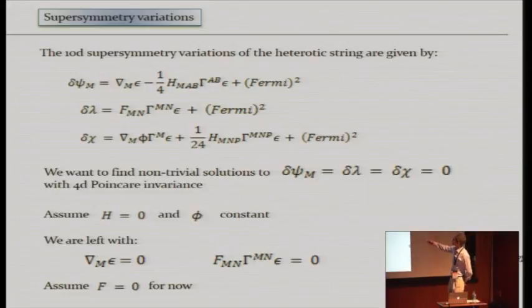Yeah, so epsilon here is a 10-dimensional Majorana-Weyl spinor, which parameterizes the 10-dimensional N=1 supersymmetry transformation. And of course, these are the transformations for the fermions. There are also transformations for the bosons of the form variation of bosons proportional to a fermion.